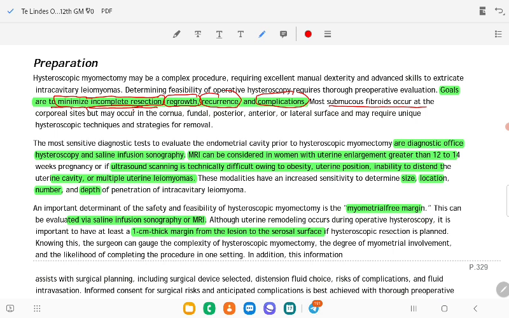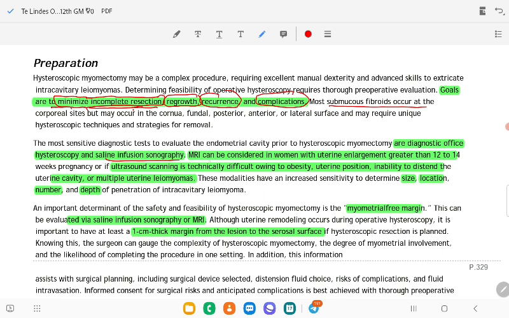The most sensitive diagnostic stage to evaluate the endometrial cavity prior to hysteroscopic myomectomy is a diagnostic office hysteroscopy, and saline infusion sonography to properly map the fibroid size, the location, and the depth of the fibroid, the type.